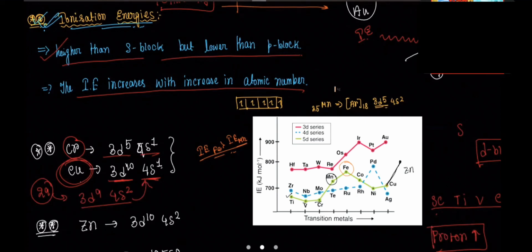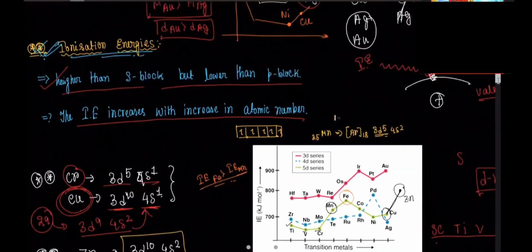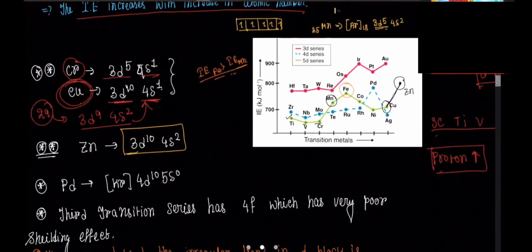Now again for copper as well, you can see the first ionization energy is not much, but for zinc, what would happen? 3d10 4s2. So it's a full stability for both the 3d orbital and the 4s orbital. That's why to take an electron, there's a spike happening in the ionization energy.